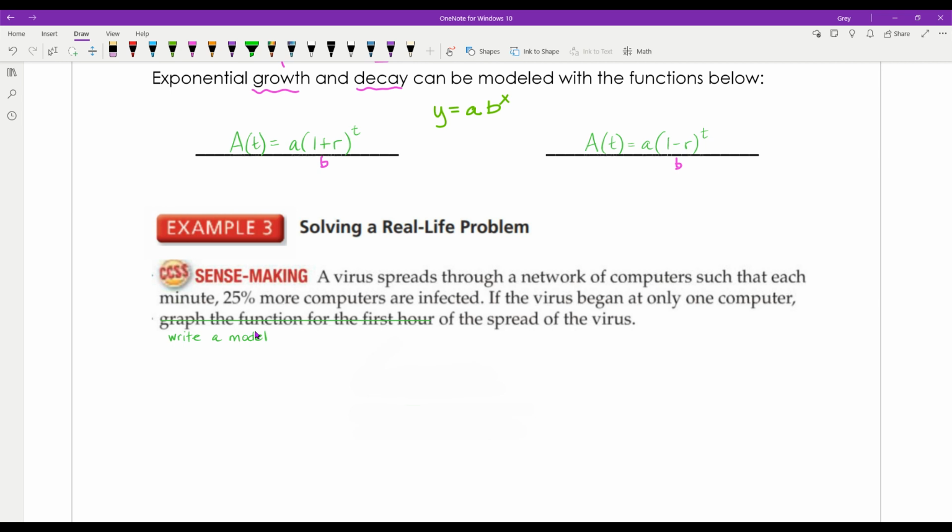I'm going to have A of t is A times 1 plus something. So 1 is what it starts with. A virus spreads through a network of computers such that each minute 25% more computers. So I have 1 representing the original amount, and then it's 25%. That's my growth rate, and that's what it changes. And we simplify that to 1 plus 0.25, which is 1.25. You don't have to have the parentheses around it anymore.